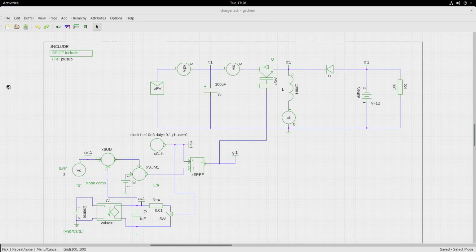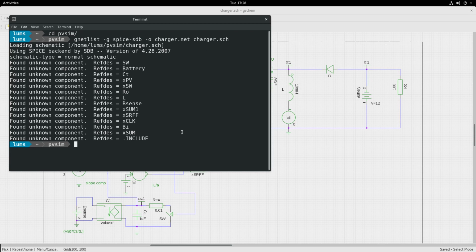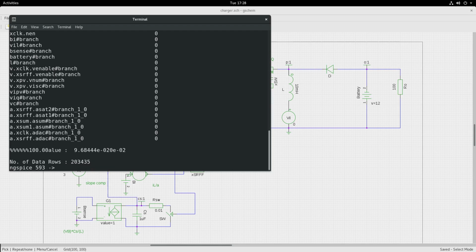So let me open the terminal window. Let me go to pvsim, the folder which contains all these files. I will generate the netlist first, charger.net, by executing the gnetlist, and then I will run ngspice charger.cir. So it will start simulating. Let it simulate, and after simulating we will look at some important waveforms.